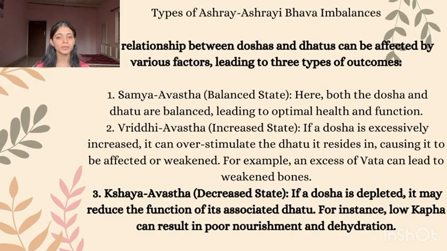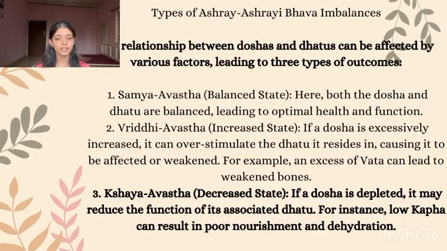The relationship between dhatus and doshas can be affected by various factors leading to three types of outcome. The first one is samya avastha, which is the balanced state. Both the doshas and the dhatus are in a balanced state, leading to optimal health and function. Second is vriddhi avastha, that is the increased state. That is, if a dosha is increased, it can overstimulate the dhatu it resides in, causing it to be affected or weakened. For example, an excess of vata can lead to weakened bones.